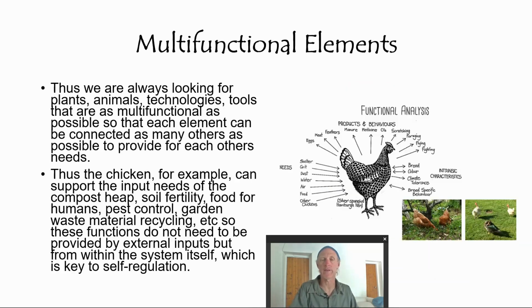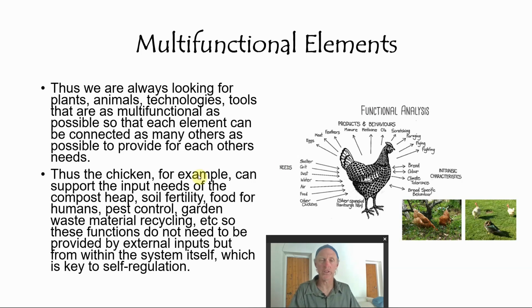So we are always looking for plants, animals, technologies, tools that are as multifunctional as possible. And this enables each element to be connected to as many others as possible. Because what is actually happening is these elements, through connectivity, are providing for each other's needs. And that's the basis of self-regulation.